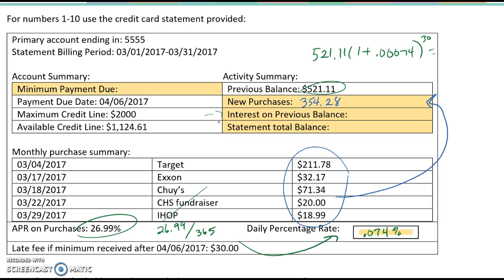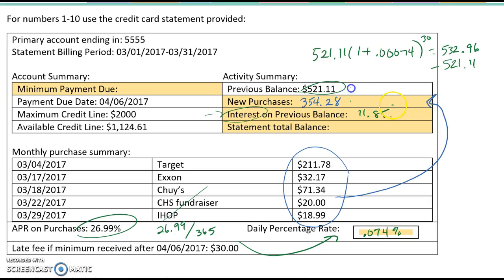521.11. So go ahead and work on typing that in. And I'm getting 532.96. Now, if this is 532.96, I don't want that number here because this says how much interest, not the total amount. So I actually need to now subtract what the previous balance was to make that happen. So I'm getting $11.85.